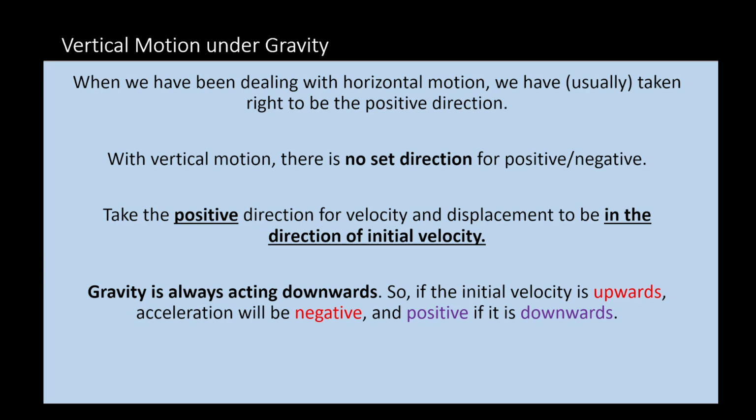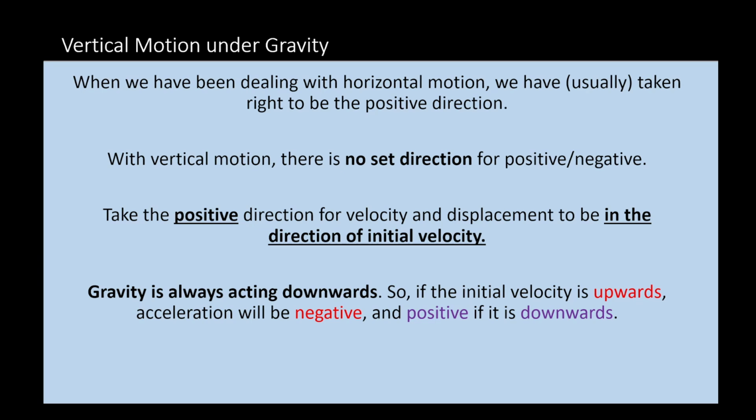Now, when you are dealing with horizontal motion, we usually take right to be positive and the opposite direction to be negative. With vertical motion, there is no set direction for positive and negative. What you do want to do, because we do need to take the sign on board, is take the positive direction for velocity and displacement to be the direction of the initial velocity. In other words, if a ball or a stone is being thrown up, then anything going up will be positive and anything going down will be negative.